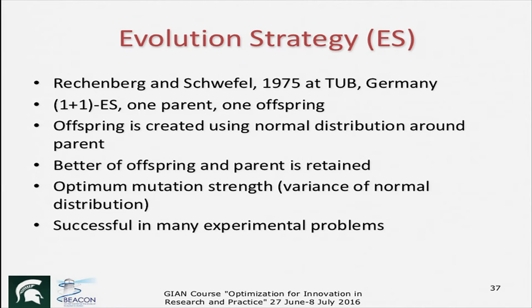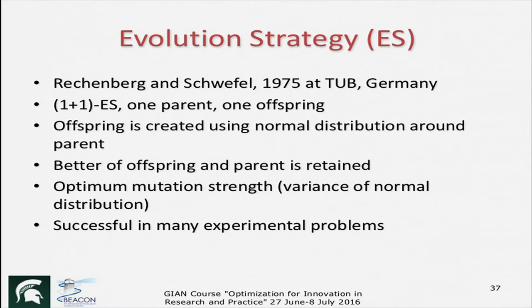Evolution strategy, I would like to spend a little bit more time on, because this was developed at about the same time as the GA, okay, and evolutionary programming. As I said, this was developed in Germany by Rechenberg and Schwefel back in 1975, but they started working from the early 60s. Rechenberg had a book around 1975 to 80. It was mainly written in German in the beginning, then it was translated into English.